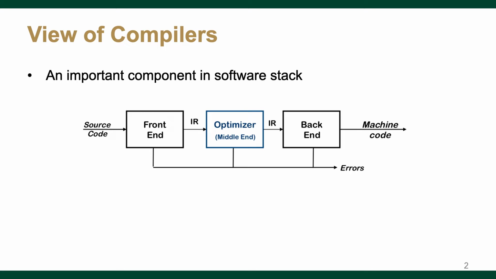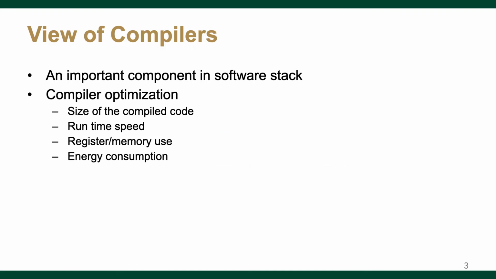The goal of a compiler optimizer is to remove unnecessary computations, eliminate redundancy, and move code to places where it is less frequently executed, achieving less workload for the CPU and memory. And they usually result in a faster execution time. Through compiler optimization, we can reduce the size of compiled code, improve the runtime speed, use fewer registers and less memory, and have less energy consumption.